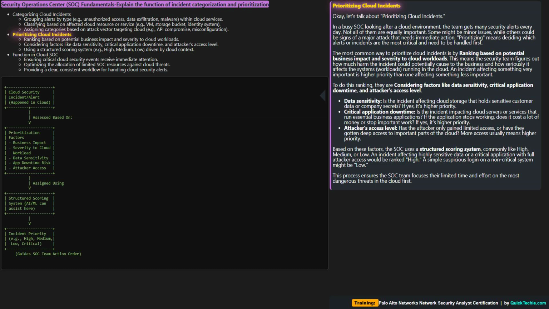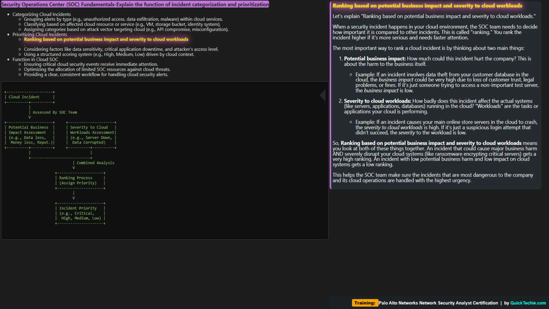Based on these factors, the SOC uses a structured scoring system, commonly like high, medium, or low. An incident affecting highly sensitive data or a critical application with full attacker access would be ranked high. A simple suspicious login on a non-critical system might be low. This process ensures the SOC team focuses their limited time and effort on the most dangerous threats in the cloud first, ranking based on potential business impact and severity to cloud workloads.